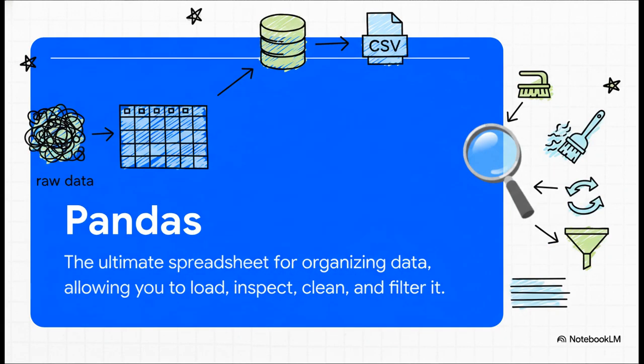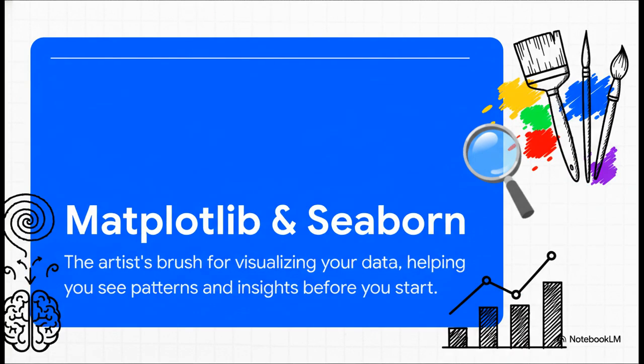Next up is Pandas. Now, if NumPy gives us the fast number grids, Pandas puts them into a structure you'll get to know and love called a data frame, which is basically a super-powered spreadsheet right inside your code. Let's be honest, real-world data is messy. It's got missing values, weird formatting, columns you don't need. Pandas is the tool you'll use to load that data and just scrub it clean, getting it all organized and ready for your model. And finally, we have our visualization tools, Matplotlib and Seaborn.